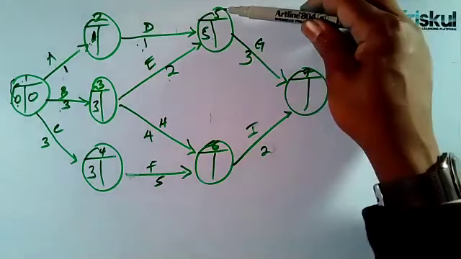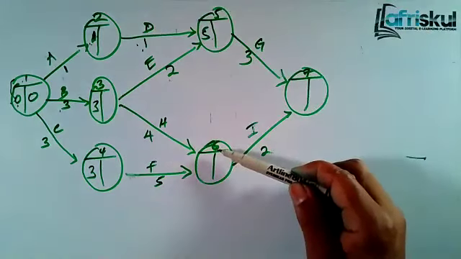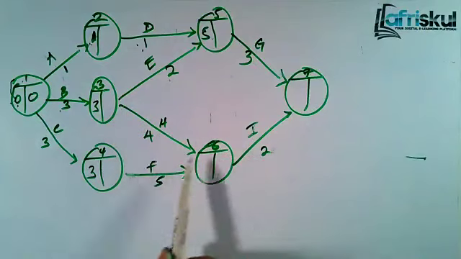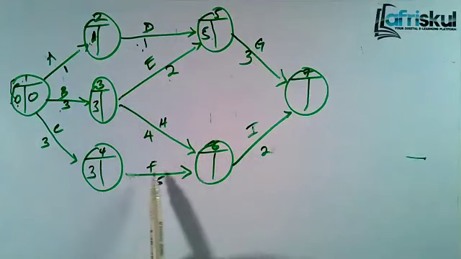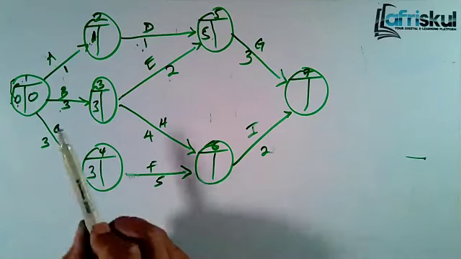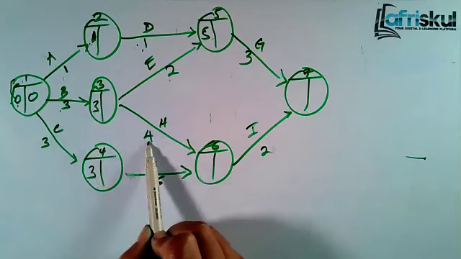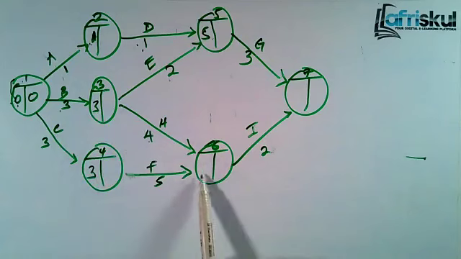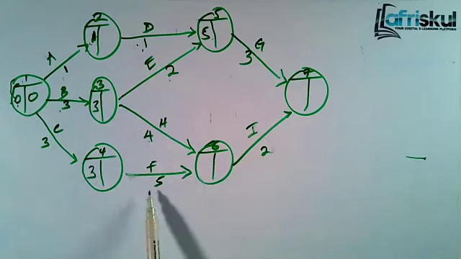From node number 5, we go to node number 6. Also, node number 6 has 2 incoming variables, and you take the highest. This is what I mean: 3 plus 4, you get 7. Also, you have another incoming variable: 3 plus 5, you get 8. So the highest is 8.